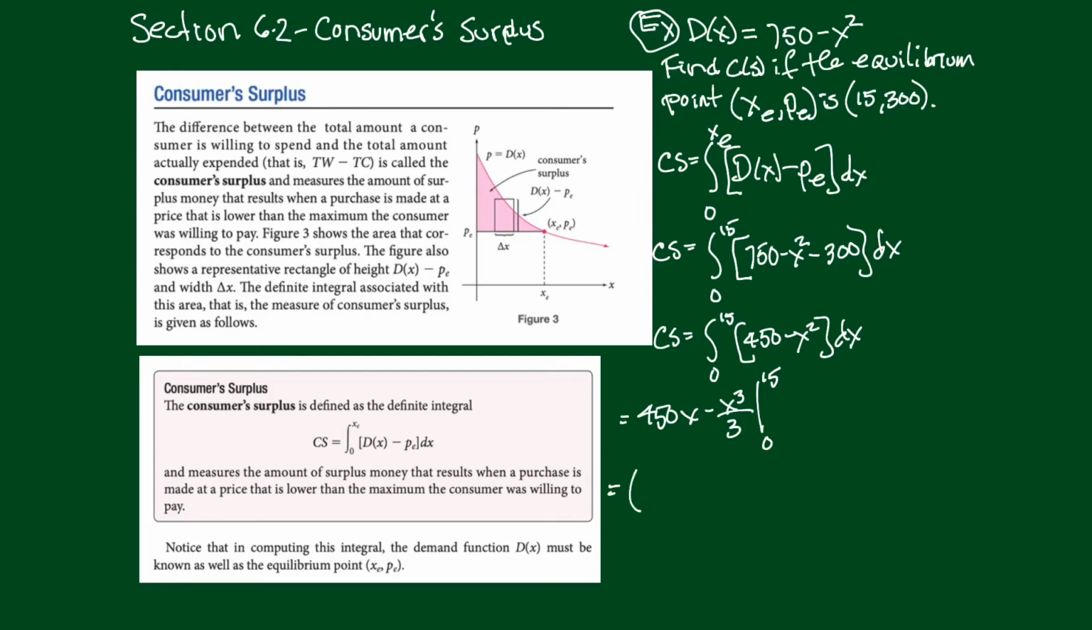Let's put in the upper limit. We'll get 450 times 15 minus 15 cubed over 3, minus, now you can see this here, if you put 0 in here, you get 0, and 0 in here, you get 0. So we'll just get a 0 here, and we can make this computation. And when I do that on Wolfram Alpha, I got 5625. So what we're saying here is that the amount of surplus money to the consumer is $5,625.